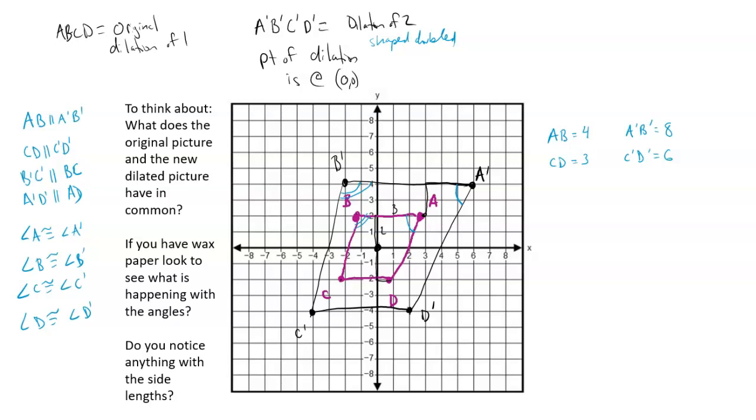All right, let's do one more. And let's see if this actually holds up. So I'm going to make some predictions for A prime, A double prime, B double prime, C double prime, if I do a dilation of 3.